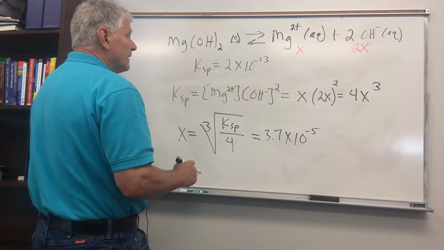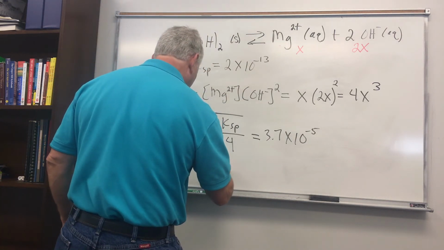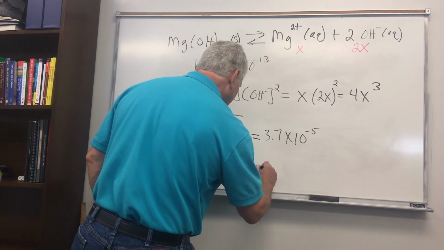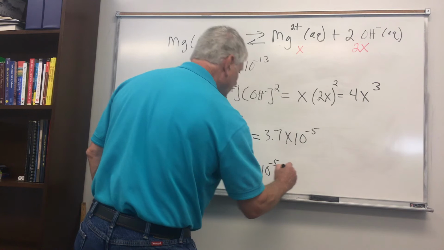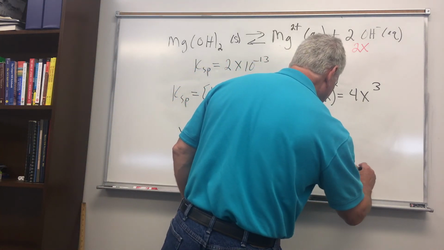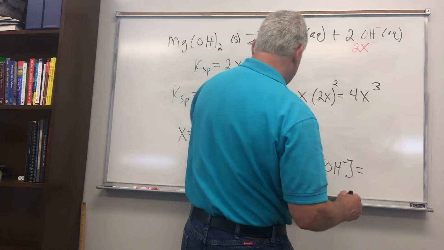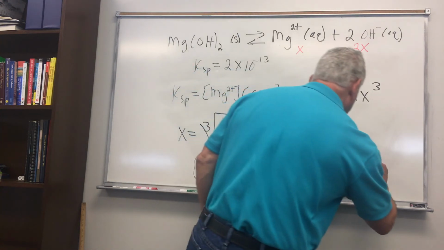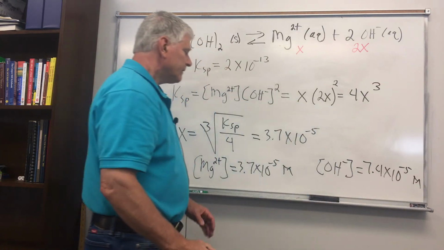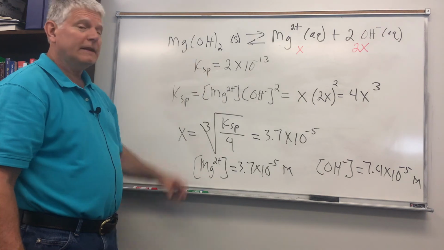So the equilibrium concentration of magnesium 2+ is X, or 3.7 times 10 to the minus 5th molar, and the equilibrium concentration of hydroxide ion is 2 times X, so it'd be double this, so that would be 7.4 times 10 to the minus 5th molar. So these are the equilibrium concentrations in a saturated solution of magnesium hydroxide.